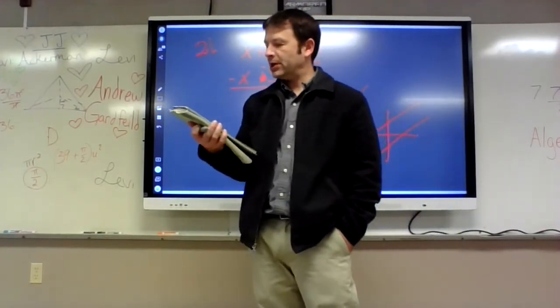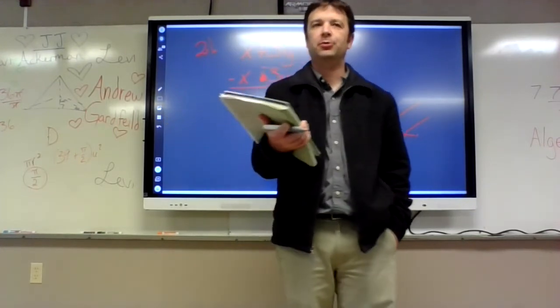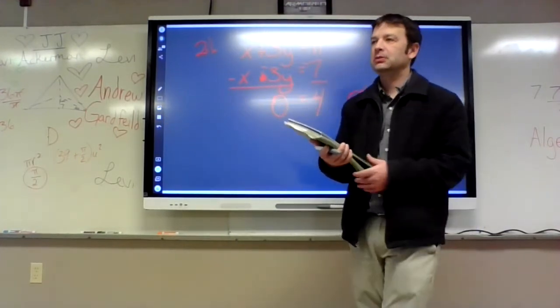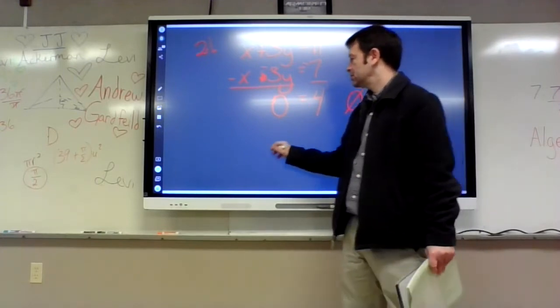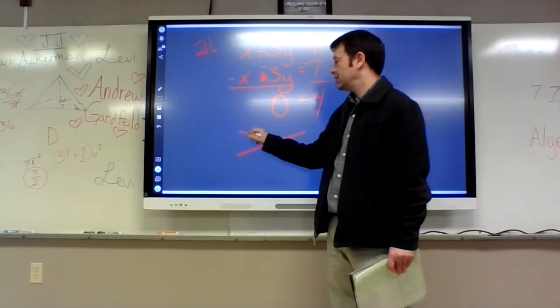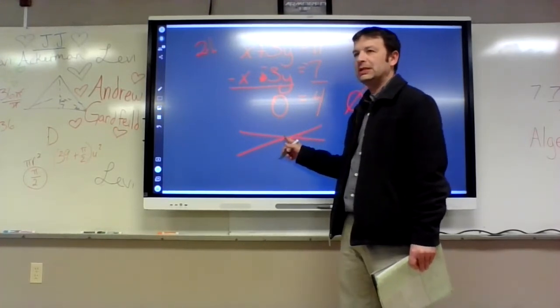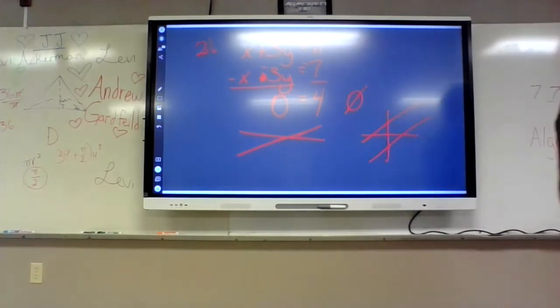24. Describe the relationship of two lines that have different slopes. Perpendicular. Okay, if they have different slopes, they eventually run into each other. What's that called? Between perpendicular and intersecting.